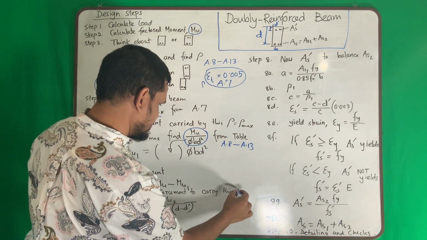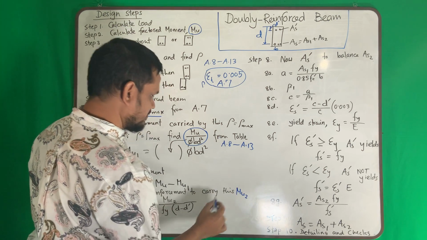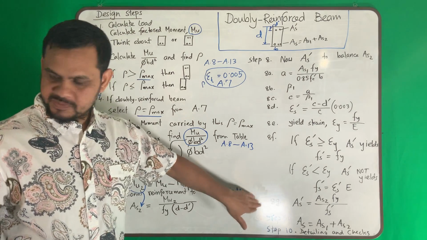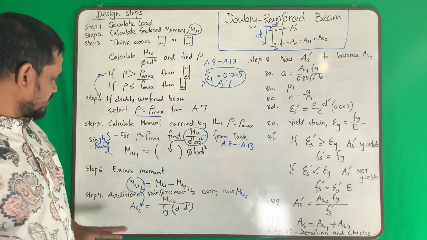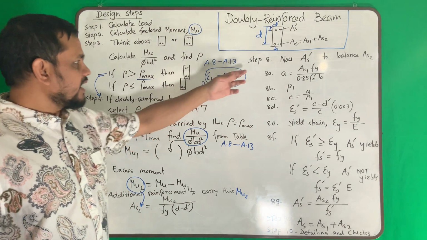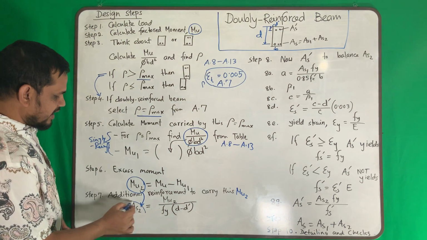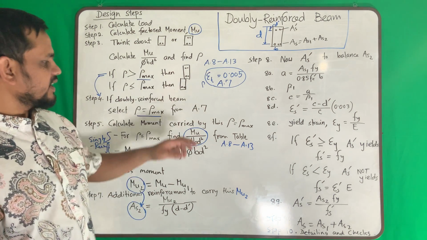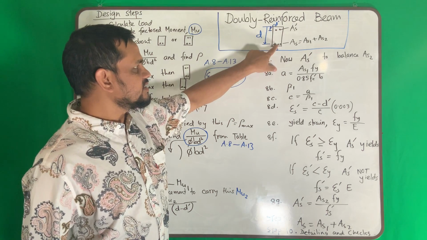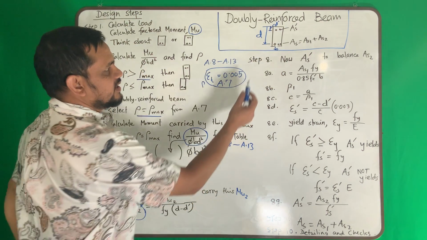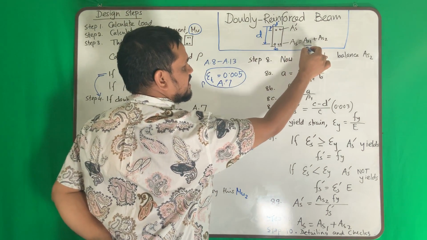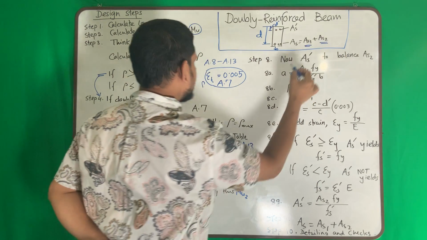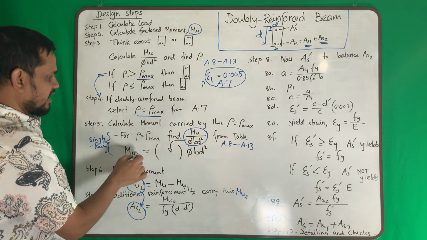So carry this right here to make it simple. I made some space here to look beautiful. Okay, then step number 8. So we found our AS2. AS2 means whatever extra reinforcement I need on this side. So you can see in the tension zone I have two reinforcements, AS1 and AS2. What is AS1? The maximum I can provide.